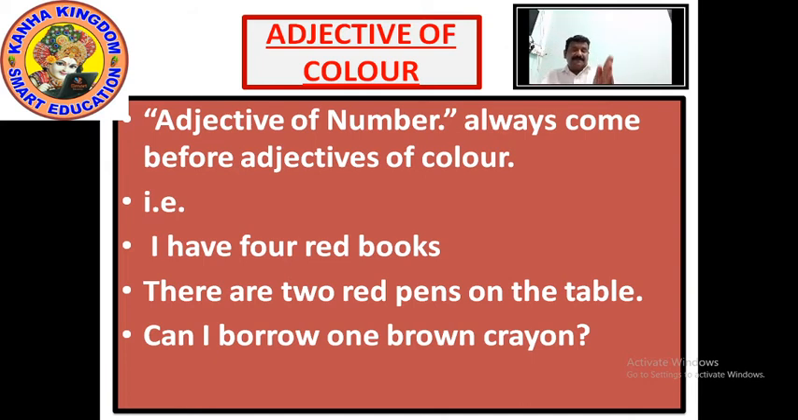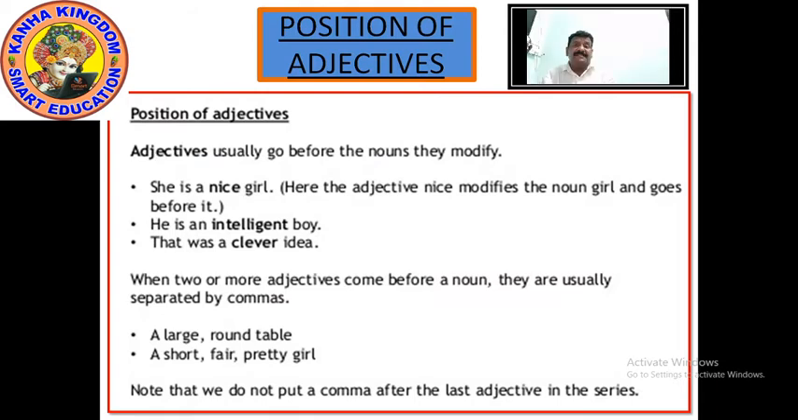So you must always memorize that whenever there is an adjective of number and an adjective of color in a sentence, the adjective of number always comes before the adjective of color. So please write it down. Write down the examples as well. Now let's see the position of adjectives. Adjectives usually go before the nouns they modify.